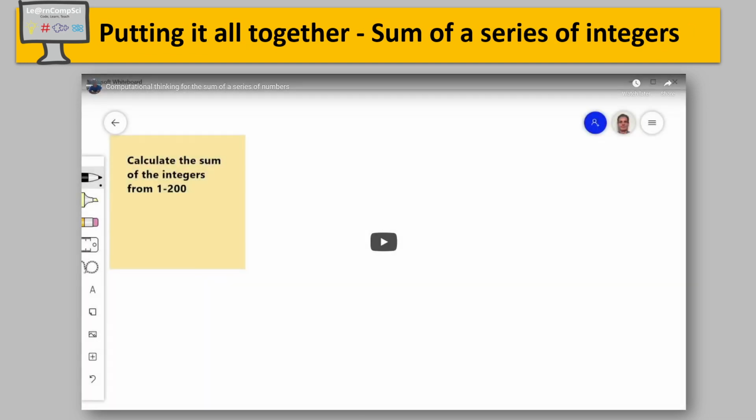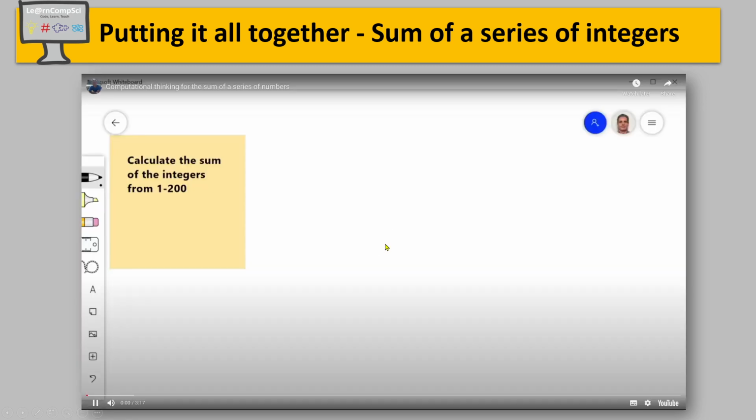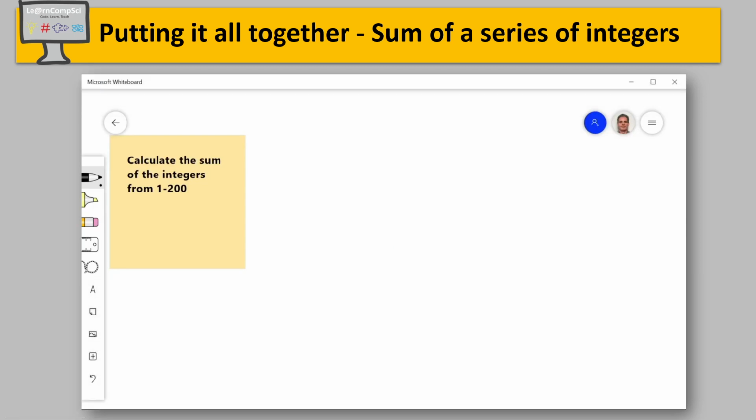Okay, going to show you a short video here, which is an example of trying to use all of these different skills to solve a problem, to find the sum of a series of integers. Okay, got a problem to solve. What are the sum of the values 1 to 200? So 1 plus 2 plus 3 plus 4, etc.